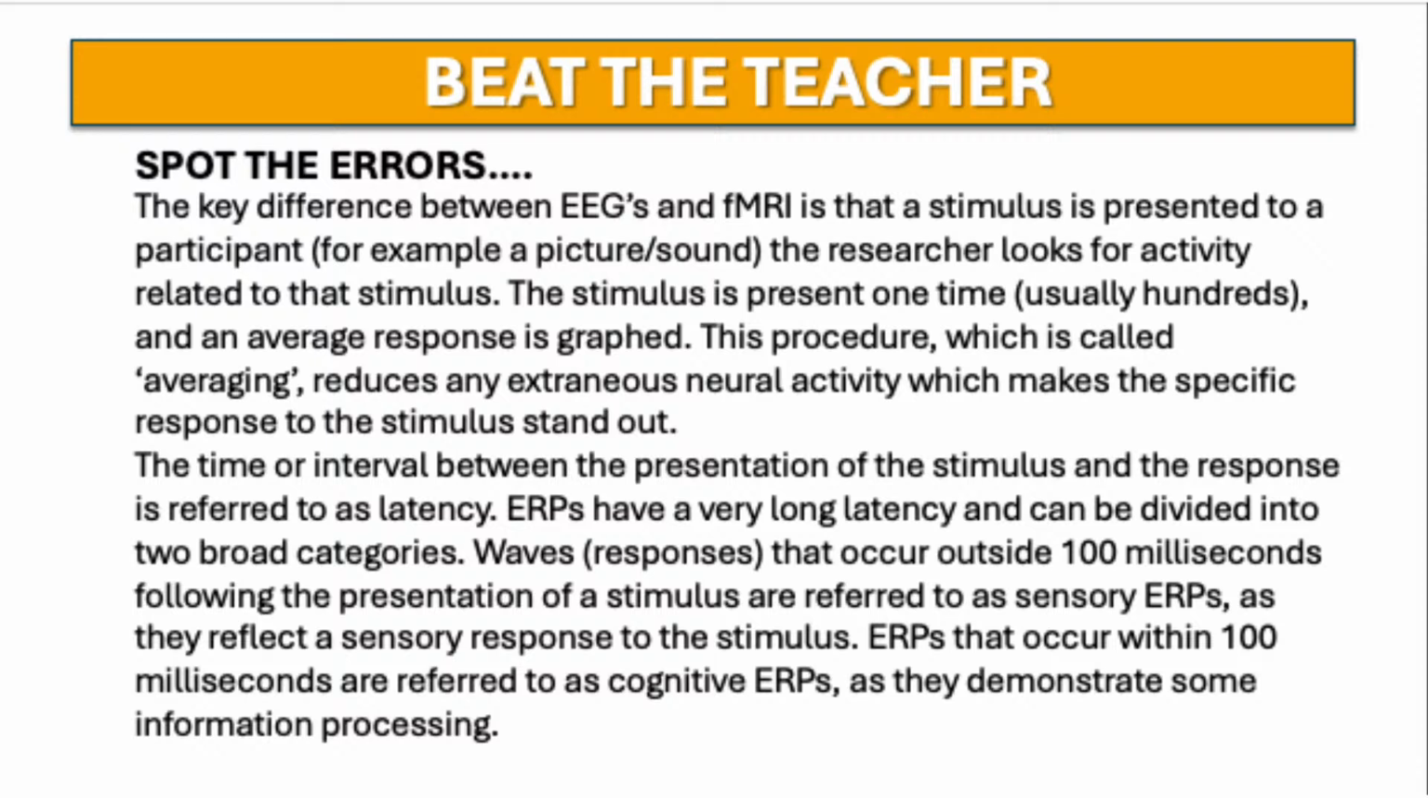ERPs have a very long latency and can be divided into 2 broad categories. Waves that occur outside 100 milliseconds following the presentation of a stimulus are referred to as sensory ERPs, as they reflect a sensory response to the stimulus. ERPs that occur within 100 milliseconds are referred to as cognitive ERPs, as they demonstrate some information processing. So what answers have we got? It's definitely, obviously, 5 mistakes there. So can anyone spot the first mistake? I think you've all got it's ERPs, it should be instead of fMRI. Well done.